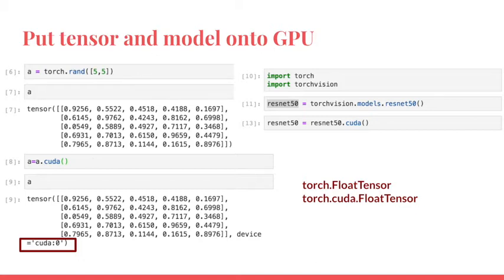Why do we want to put tensor and model onto GPU? Because it will be so much faster for training and testing. It speeds up the computation by more than 100 times. Note that CPU tensor and GPU tensor cannot be computed together. So if you see the error message about torch float tensor and torch.CUDA float tensor, it means that your data and model might not be on the same device.